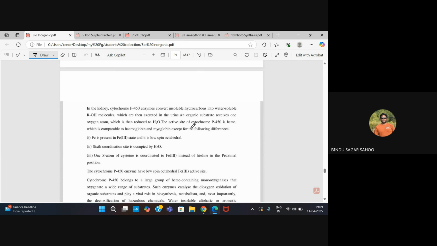Okay. And then we'll discuss the structure of cytochrome P450. In cytochrome P450, the iron will always be in the Fe3+ state and it is a low spin octahedral complex. The sixth coordination site will be occupied by a water molecule, and the S atom of cysteine is coordinated to iron 3 plus instead of histidine in the proximal position.